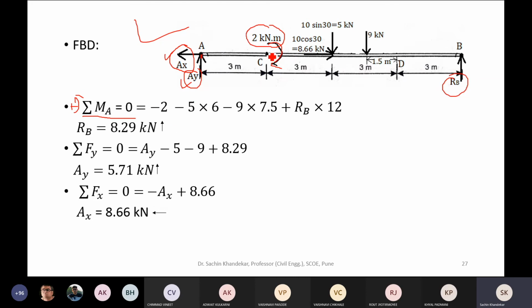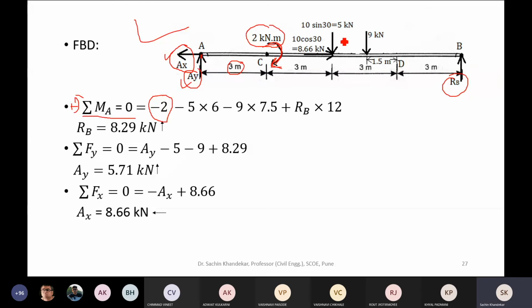Okay, don't multiply by distance, please note that, because it is already a couple, or it is already a moment. As far as our sign convention is concerned, we are considering anti-clockwise as positive, while this applied couple is in clockwise direction, so -2, that's all.